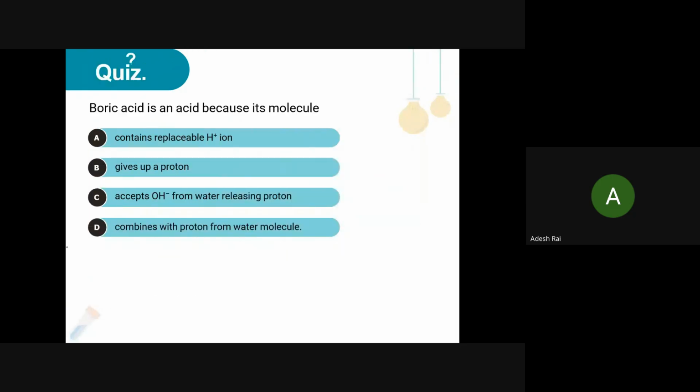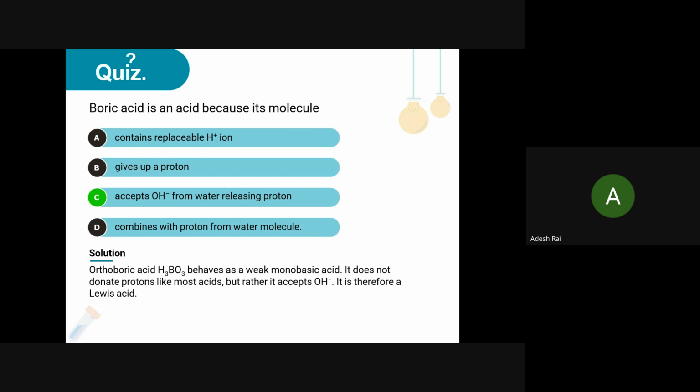So next, this is also done. Boric acid is an acid because its molecule. Tell me, why is it an acid? Option C, right? Accepts OH minus from water, releasing proton.